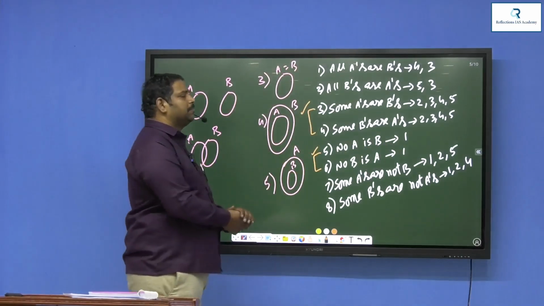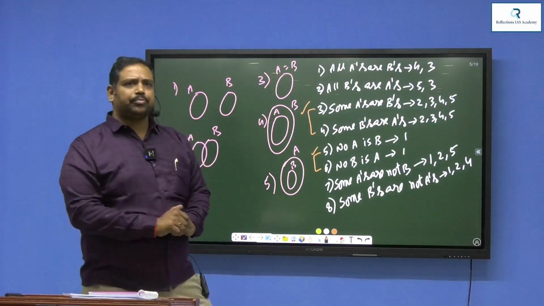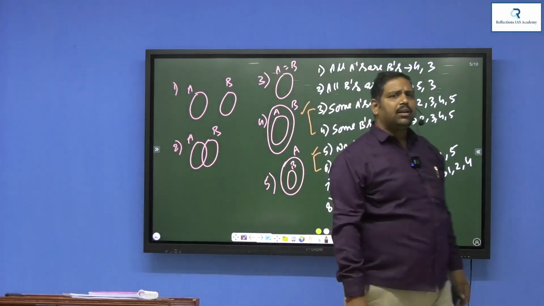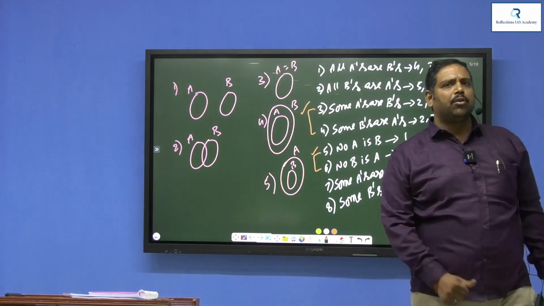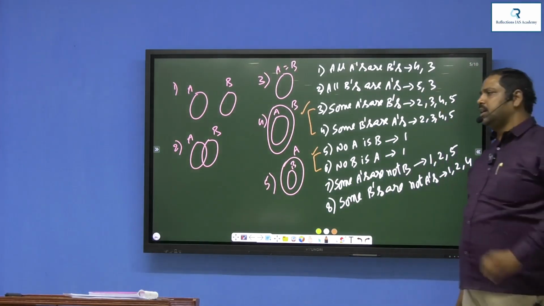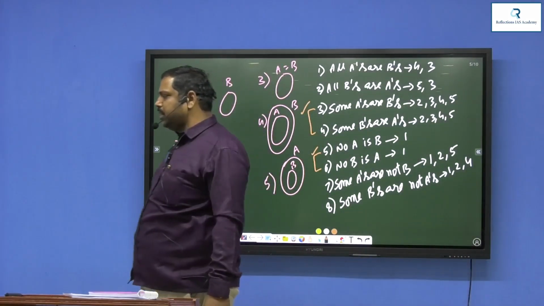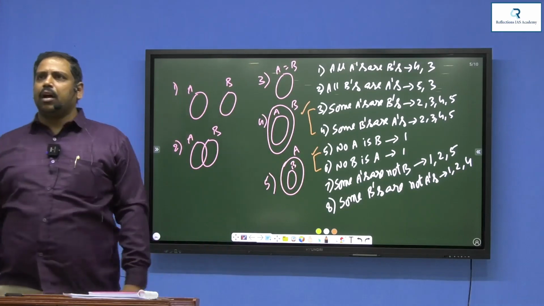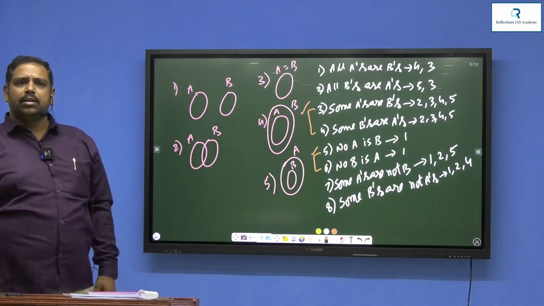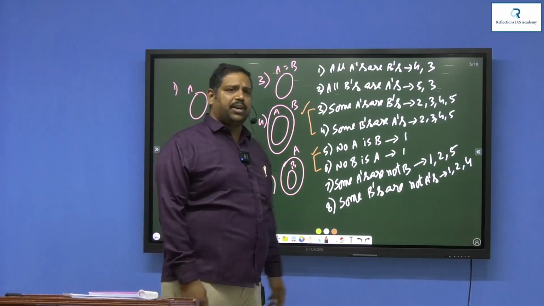Observe this slide. All A's are B's, all B's are A's. Both are same or different? Very important, focus. Different. Some A's are B's, some B's are A's. Both are same or different? Same. No A is B, no B is A. Both are same or different? Same. Some A's are not B's, some B's are not A's. Both are same or different?